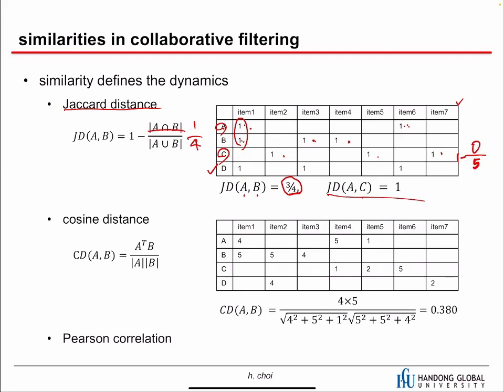Okay, and the next one is cosine distance. I think you already know how to calculate this cosine distance. You just consider this as a vector and another vector and another vector and another vector. So simply we calculate the cosine distance between these vectors. Okay, that's easy. Or we can use Pearson correlation, or if you want, you can come up with a new distance. You can design your own distance.